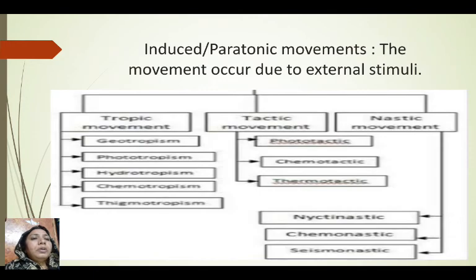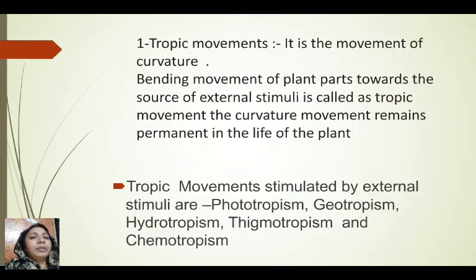The paratonic or induced movement can be defined as the movement which occurs due to external stimuli, meaning the movement occurs in response to the external stimuli. This type of movement is called paratonic movement. The paratonic movements are classified into three classes: the tropic movements, tactic movements and nastic movements. In today's lecture we will discuss the tropic movement.